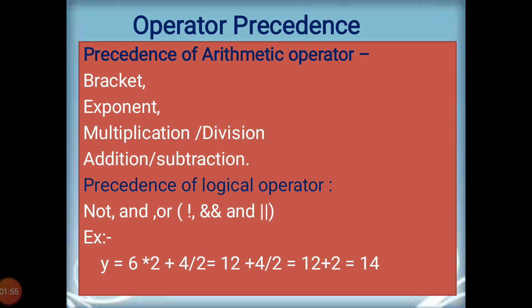So 6 * 2 is multiplied, and after that 4 / 2. Since they have the same precedence, I used multiplication first, then division. Always keep in mind: first we multiply, then we divide, and when you get addition or subtraction, first we add and then subtract. In this way, the final value of y is 40.